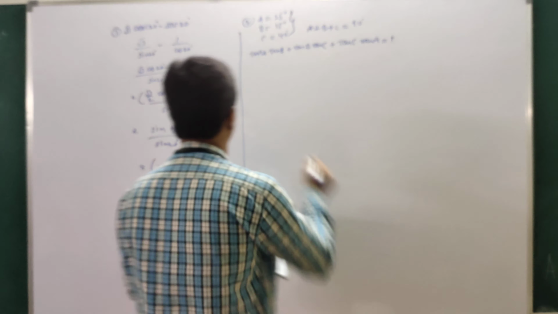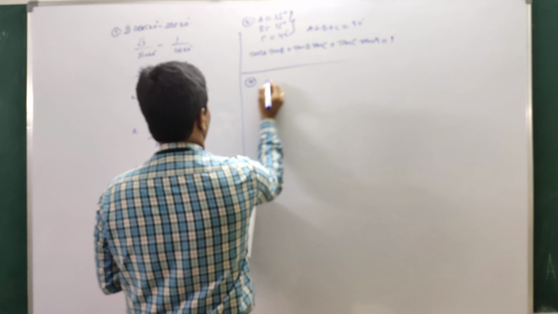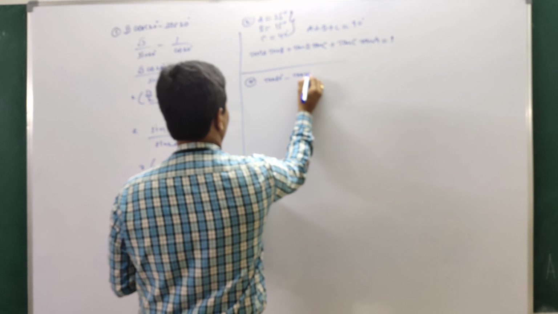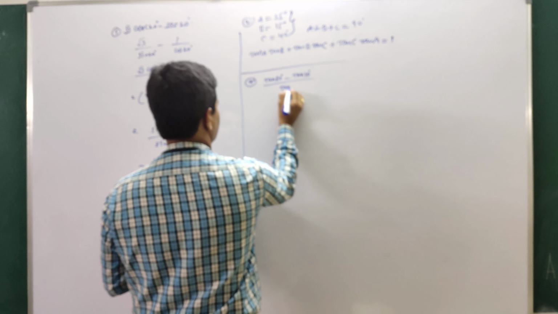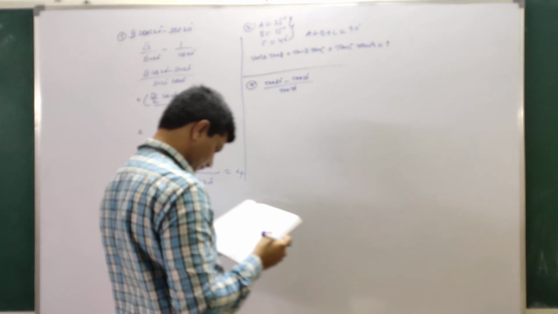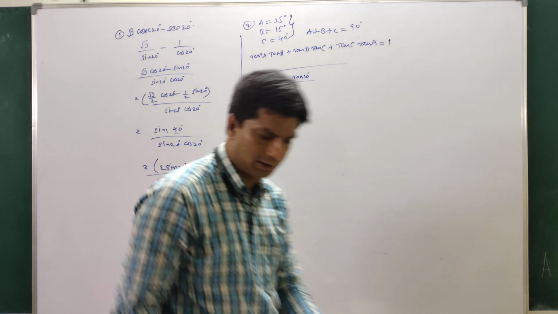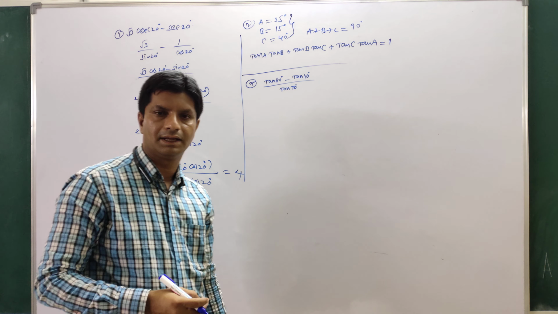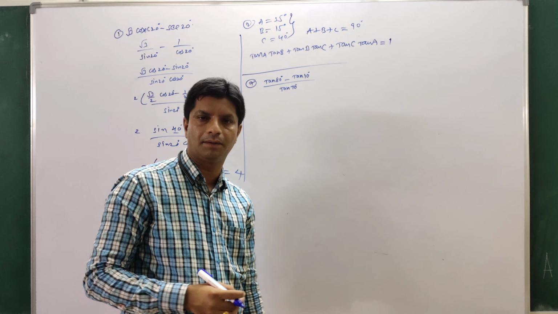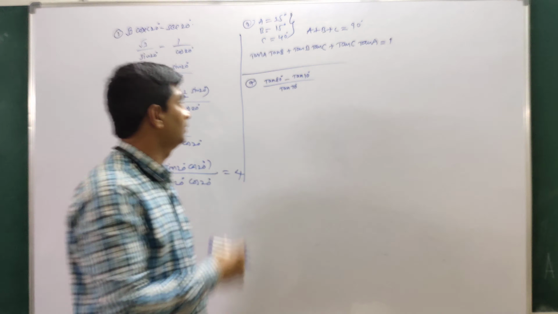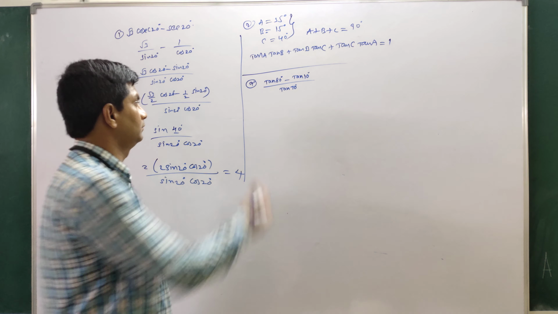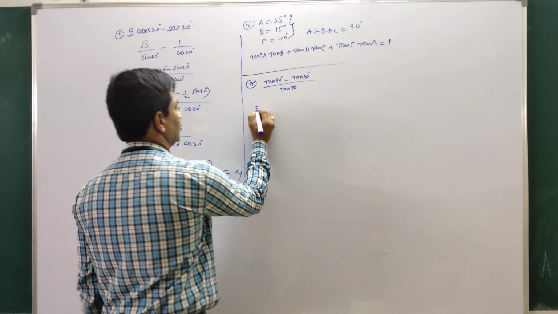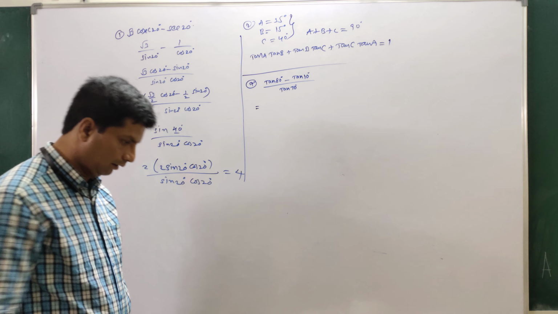Now we will do the 7th problem. What is the 7th problem? Tan 80 degrees minus tan 10 degrees, by tan 70 degrees. Options are given: first option 0, second option 1, third option 2, fourth option 3. How can we find it? We can find the solution in 3-4 methods. What is one method?